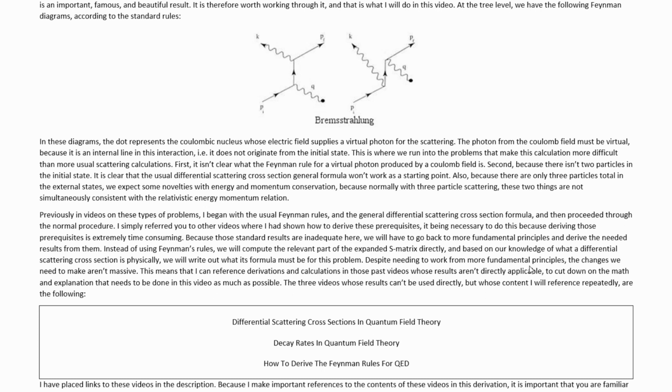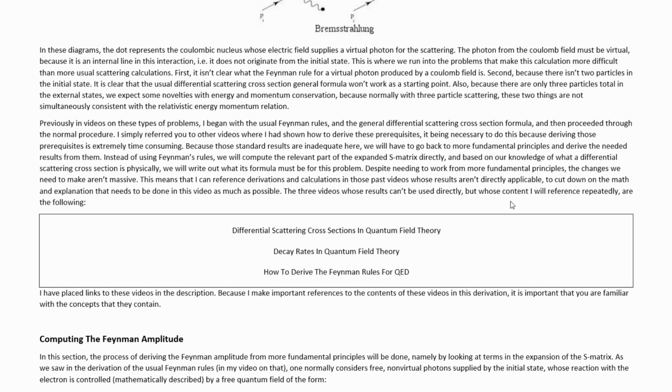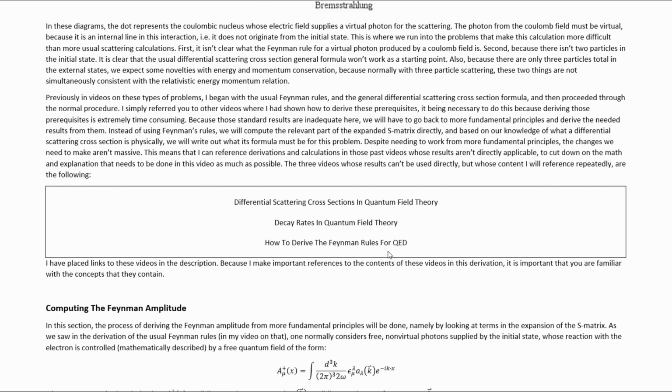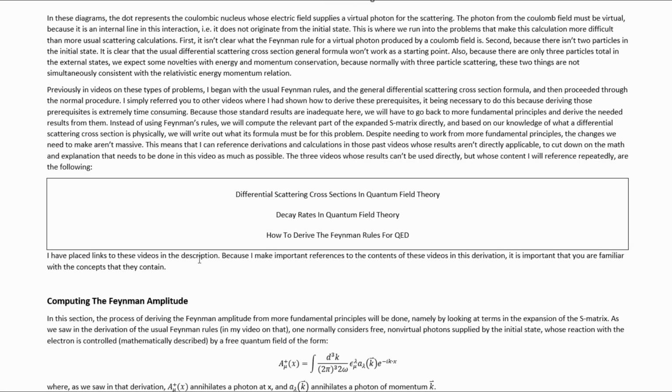Despite needing to work from more fundamental principles, the changes we need to make aren't massive. This means that I can reference derivations and calculations in those past videos whose results aren't directly applicable, to cut down on the amount of math and explanation that needs to be done in this video as much as possible. The three videos whose results can't be used directly, but whose content I will reference repeatedly, are these three: the differential scattering cross-sections in quantum field theory video, the decay rates in quantum field theory video, and the how to derive the Feynman rules for quantum electrodynamics video. I placed links to these videos in the description. Because I make important references to the contents of these videos in this derivation, it is important that you are familiar with the concepts they contain.